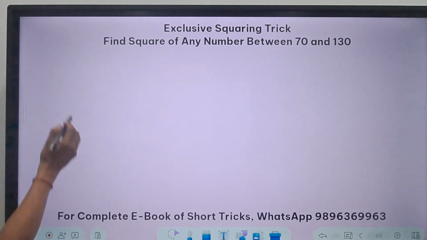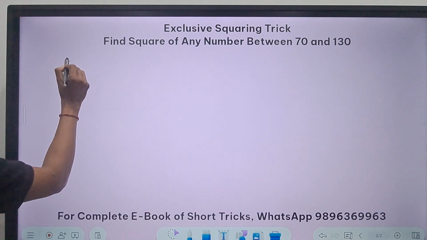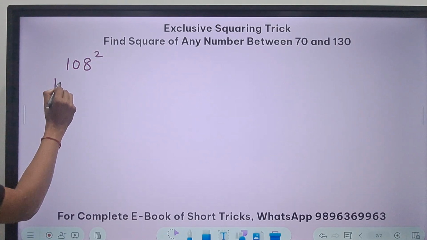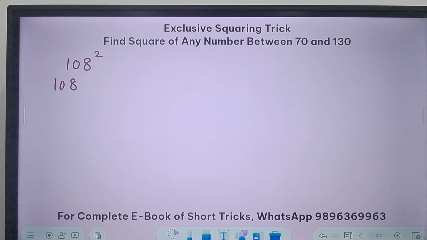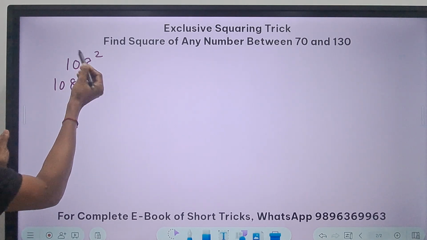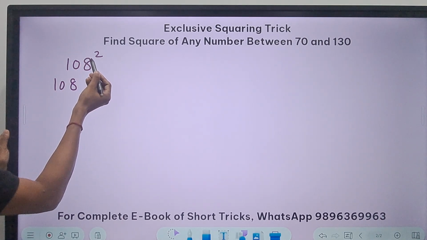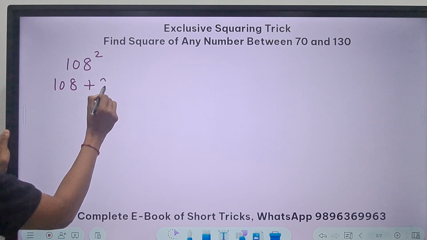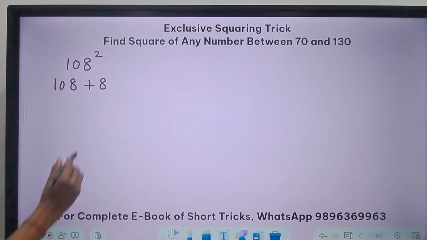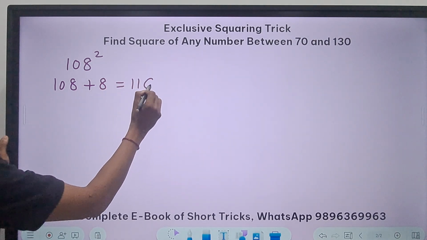Let's see this. The first number I am going to take up is 108 square. So you can see here, this is 108, right? So whenever you have a number which is more than 100, how much is 108 more than 100? It is 8 more than 100, right? So I will add that excess to the number itself. So 108 plus 8, that gives me 116.